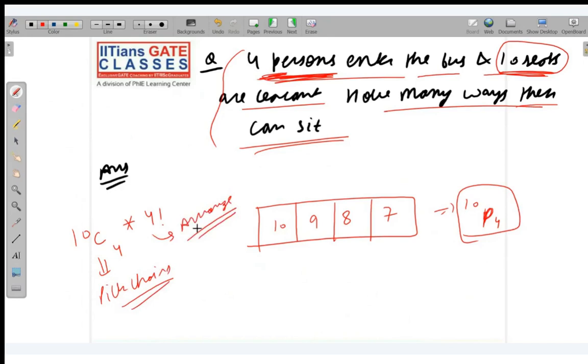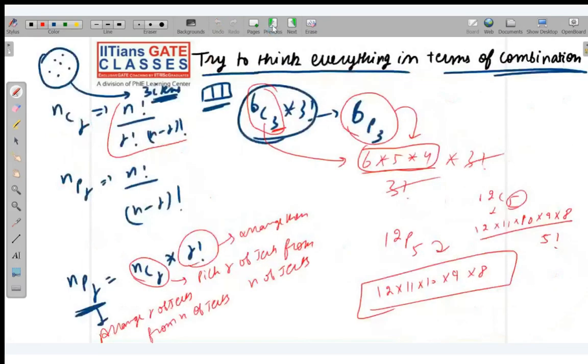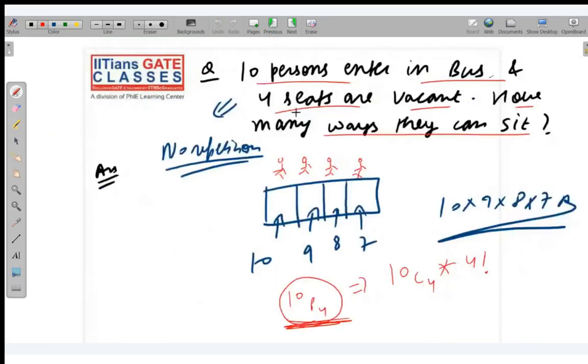Answer is same. Okay, the only thing is you should remember. Many times when I used to teach in offline classes, when I just started this subject way back 10 years ago, I used to tell the students the first question, this question. So 10 persons entering in a bus, 4 seats are vacant and so on. Immediately students try to label them.